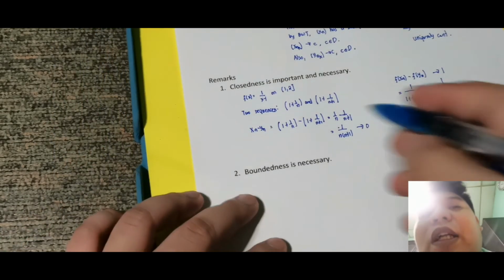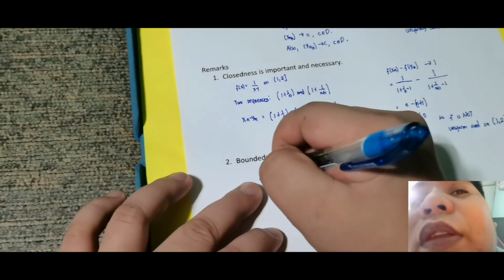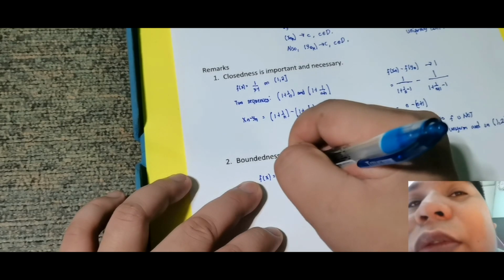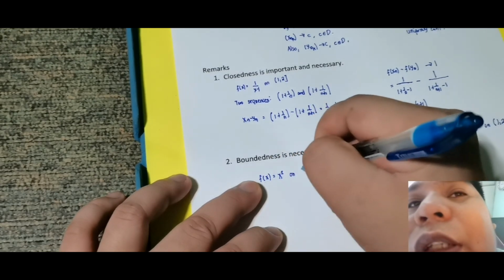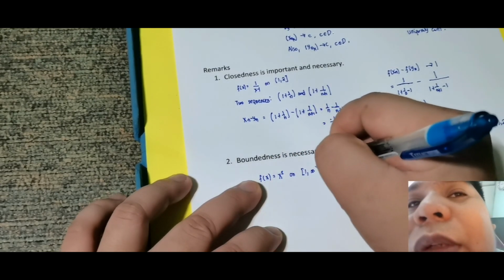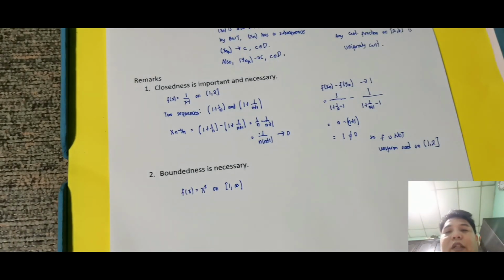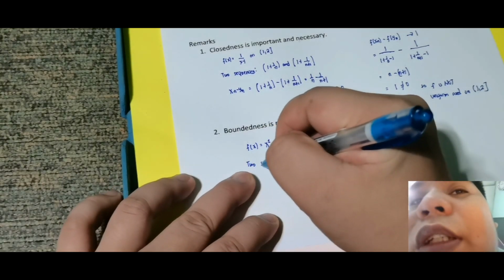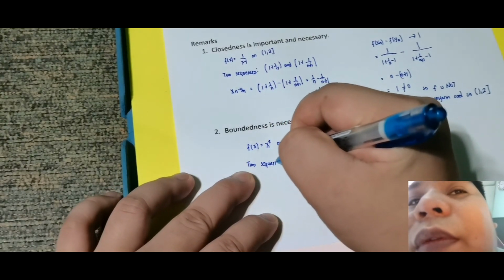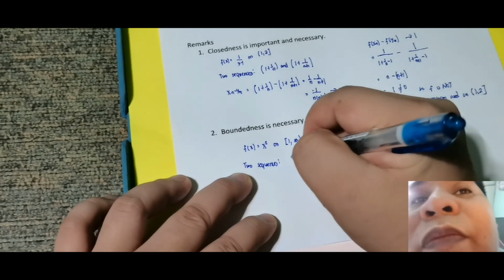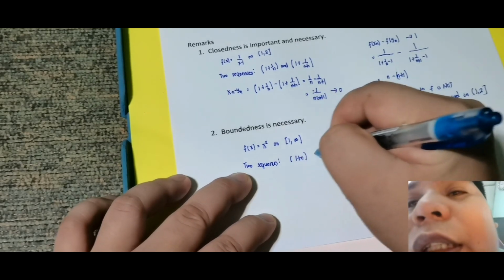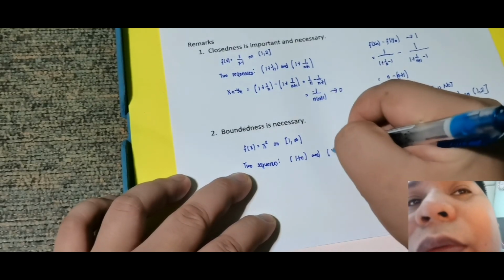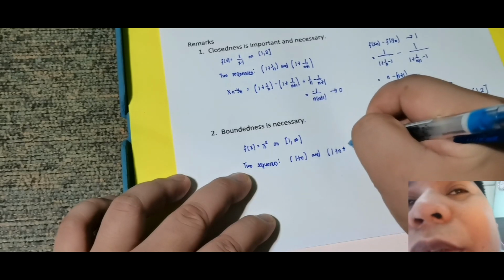Okay, so for example na lang, bibigyan na ako, hindi ko na solve. Let's say f of x is equal to x squared on interval [1, positive infinity). So, ang makukuha mo dyan is, hanap ka ng dalawang sequence. So, try mo to. So, we have 2 sequences. So, try mo yung sequence na to. We have 1 plus n and 1 plus n plus 1 over n. So, try mo yung dalawang sequence na yan.